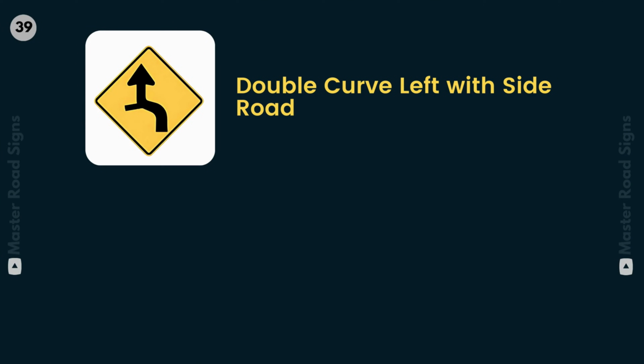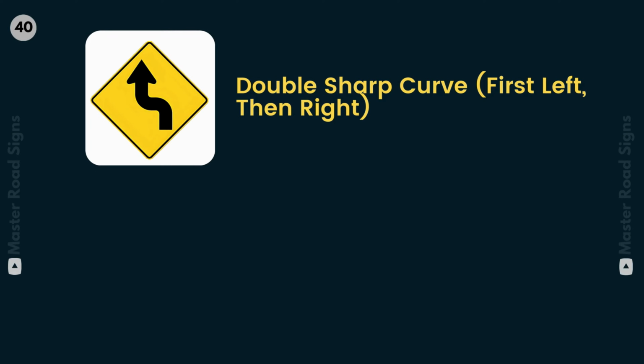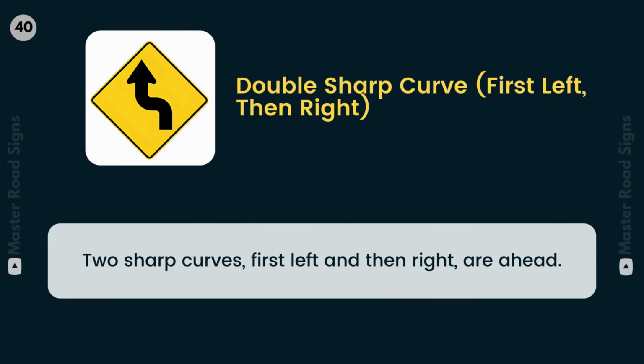Double curve left with side road. A left curve ahead with a side road branching off. Double sharp curve, first left, then right. Two sharp curves, first left, and then right, are ahead.